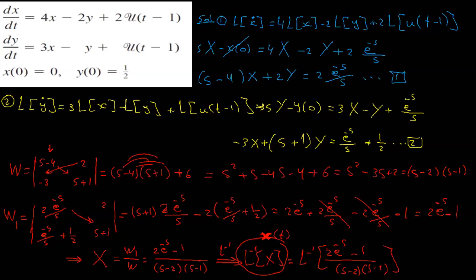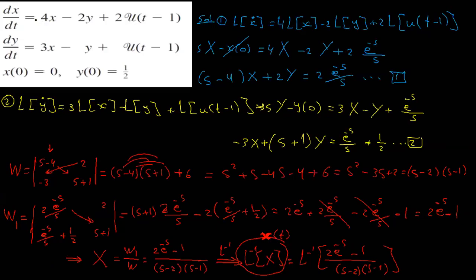Let me go to a new slide and try to find its Laplace inverse. So now I need you to find the inverse Laplace of the following fraction. Laplace inverse, so my x of t equal, let me write it in detail here. It's given to be Laplace inverse of 2e to the negative s minus 1 all divided by s minus 2, s minus 1. Who can help now to find the inverse of this fraction?